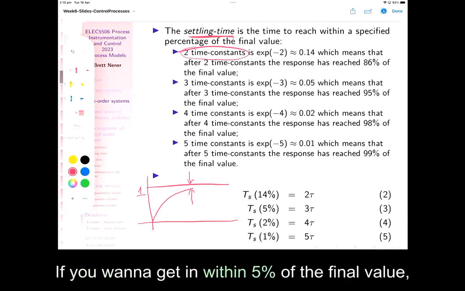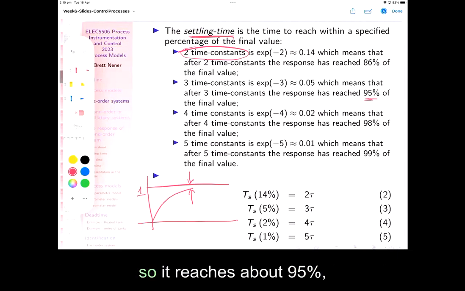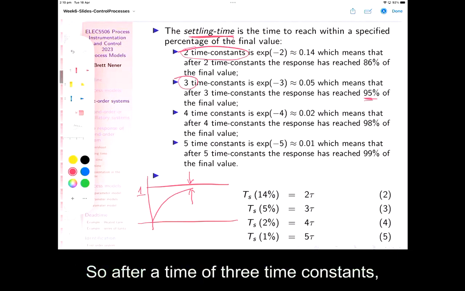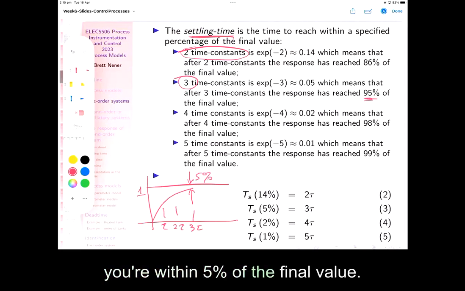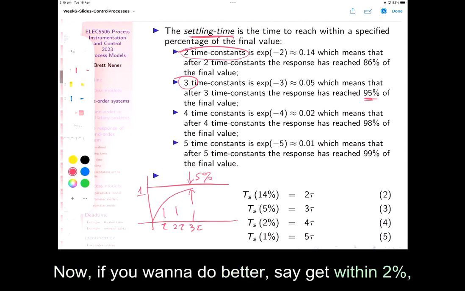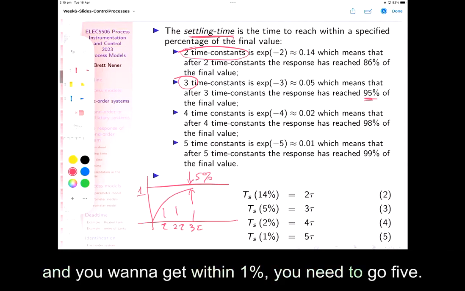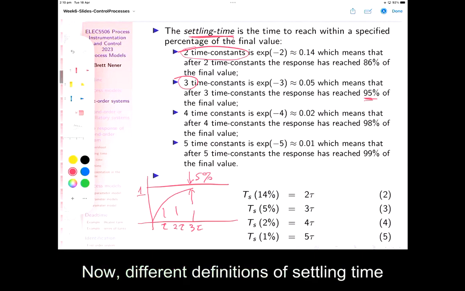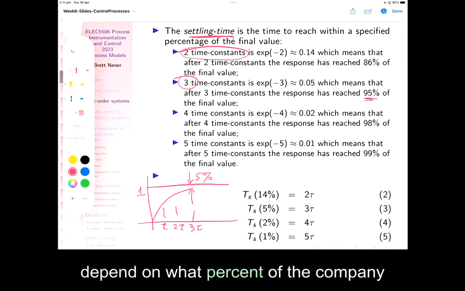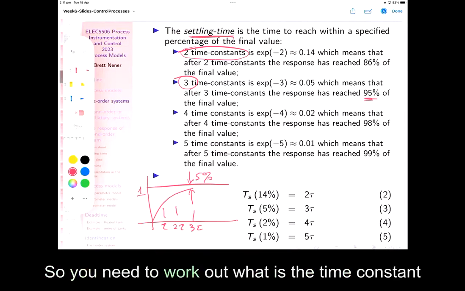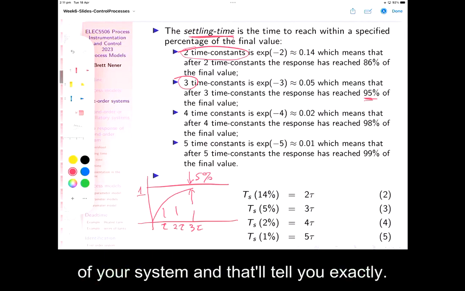If you want to get within 5% of the final value, so it reaches about 95%, then you need about 3 time constants. So after a time of 3 time constants, you're within 5% of the final value. Now, if you want to do better, say get within 2%, you need to go 4 time constants, and if you want to get within 1%, you need to go 5. Different definitions of settling time depend on what percentage, and the company may actually tell you when you are contracted what they want. Okay, so that's simple. You need to work out what is the time constant of your system, and that'll tell you the settling time.